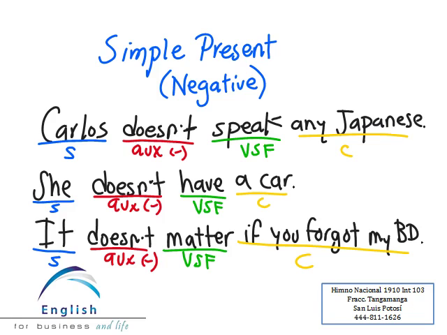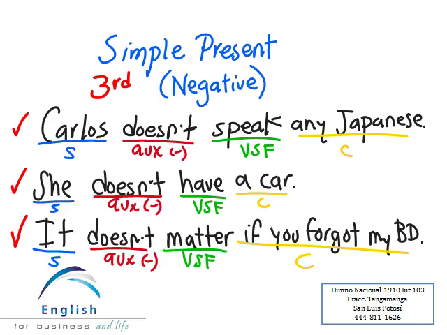Okay, now we have the negative form for the third person again. He, she, it. In this unit, we are just concentrating on those. We have example 1. Carlos doesn't speak any Japanese. Number 2, she doesn't have a car. Example number 3, it doesn't matter if you forgot my birthday. That's not true. It always matters. Okay, Carlos doesn't speak any Japanese.